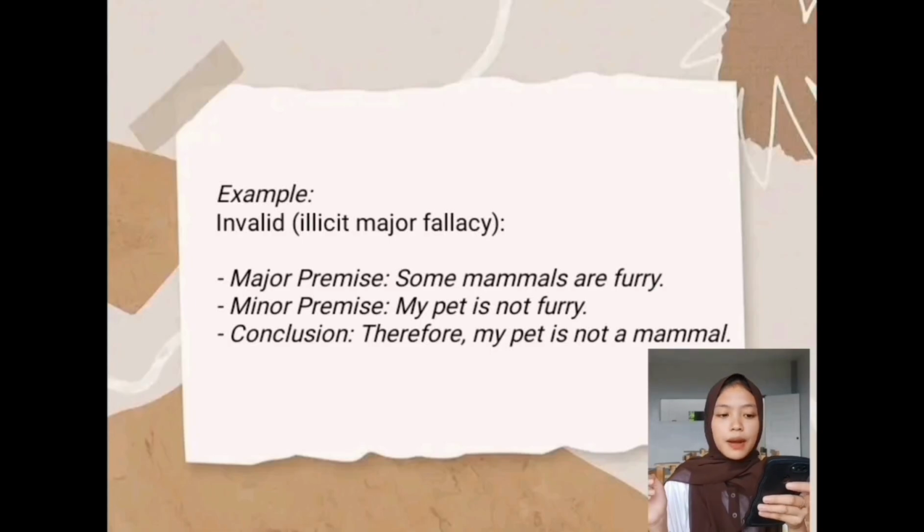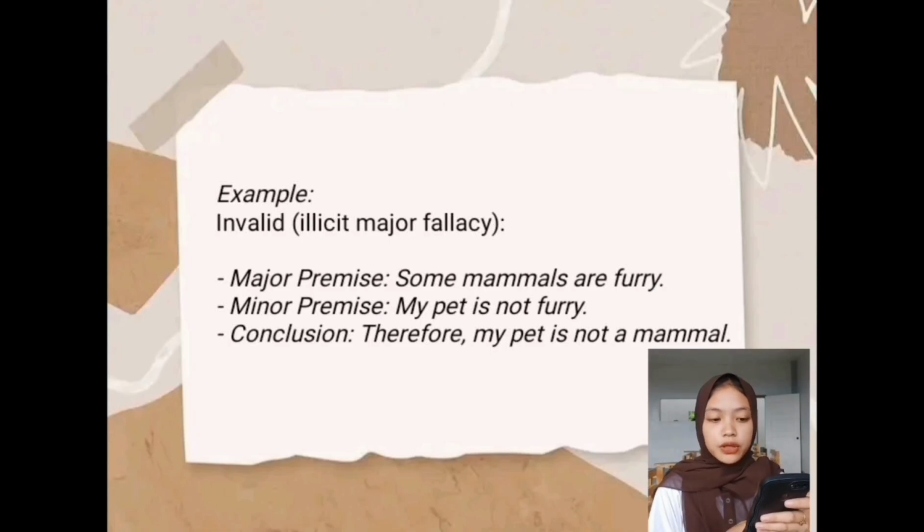So ito naman yung example ng invalid syllogism, or this is what we call the illicit major fallacy. Example, some mammals are furry. Minor premises, my pet is not furry. Conclusion, therefore, my pet is not a mammal. So this is an invalid syllogism. Kasi the minor premises only state that some mammals are furry. So the conclusion, however, incorrectly applies this to all mammals, leading to the fallacy of illicit major.